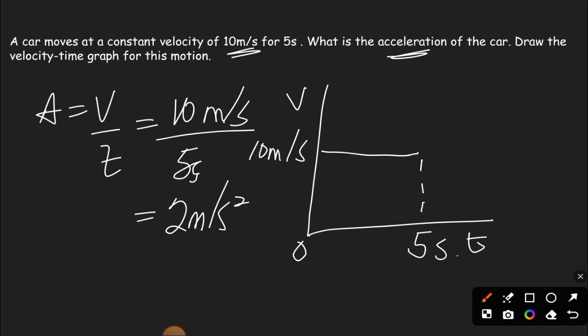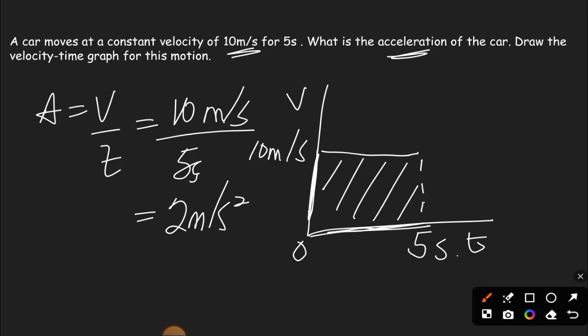Now an extra question. You can be asked to find the distance traveled. Now anytime you're asked to find the distance traveled, you can just find the area. Once you find the area, you know the distance traveled. So with this, you have a rectangle here. So finding the area of this rectangle, the distance from this spot to this spot is 10. And this side to this side is 5. So you're going to have what? 50 meters.